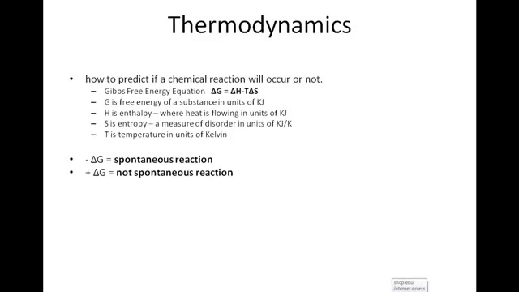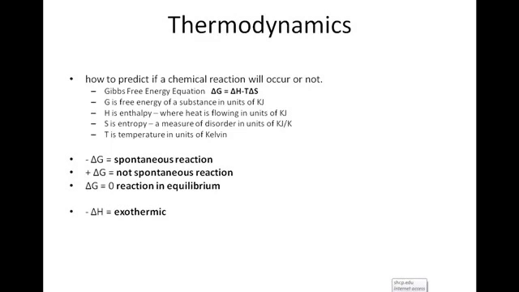A positive delta G is a not spontaneous reaction, so that means that once you get the reaction started, you have to keep pushing it along until it finishes. It won't just keep going until the end. And if you get a delta G equal to 0, that means the reaction's at equilibrium.